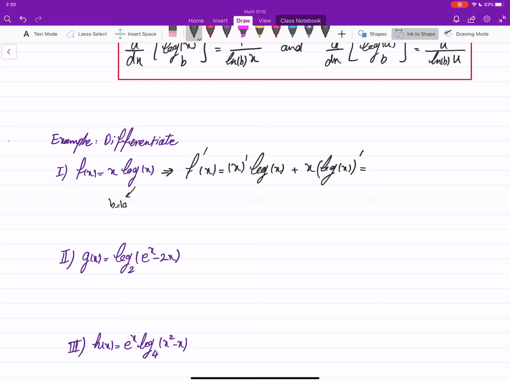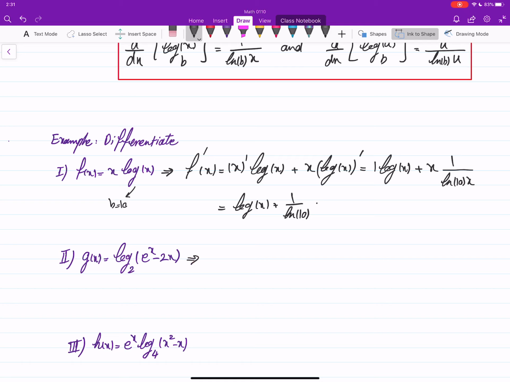This is 1 times log x plus x times the derivative of log x. The base is 10, so it won't be 1 over x. You have to multiply the denominator by ln of 10. And as you can see, this will give us log of x plus 1 over ln of 10.